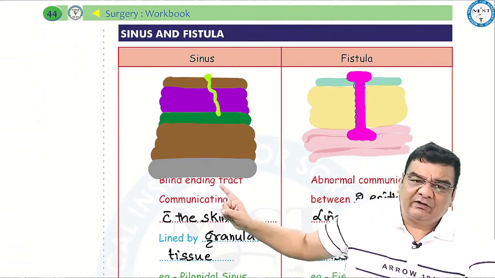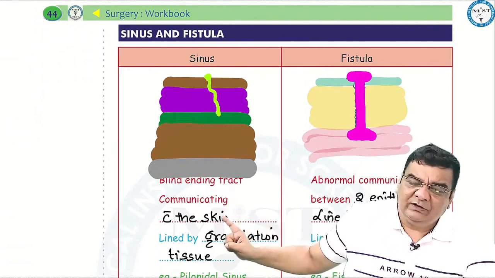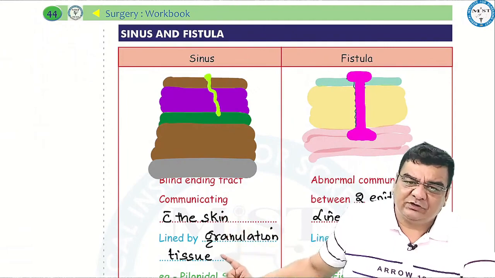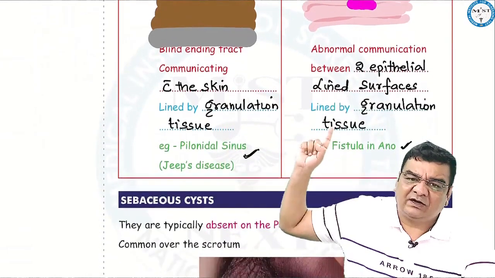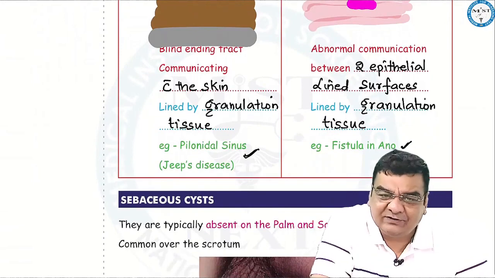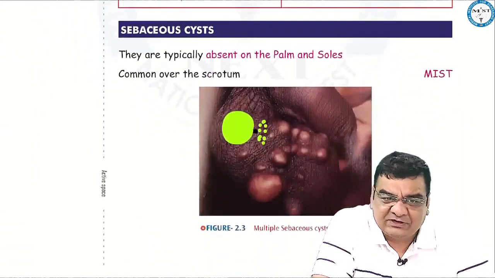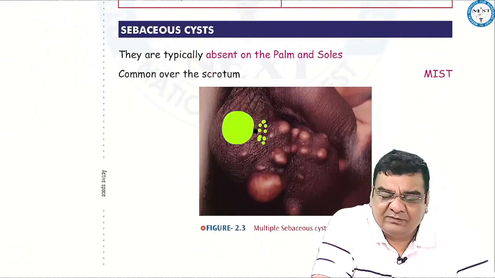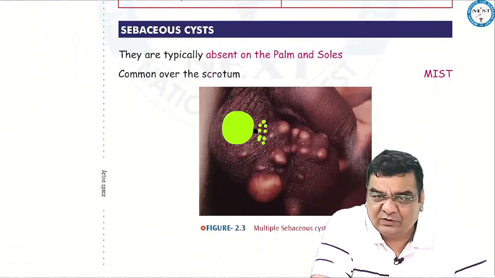Sinus is a blind ending tract communicating only with the skin, lined by granulation tissue, while fistula is an abnormal connection between two epithelial lined surfaces and the fistula itself is lined by granulation tissue. Sebaceous cysts are absent over the palm and the soles, commonly seen over the scrotum.